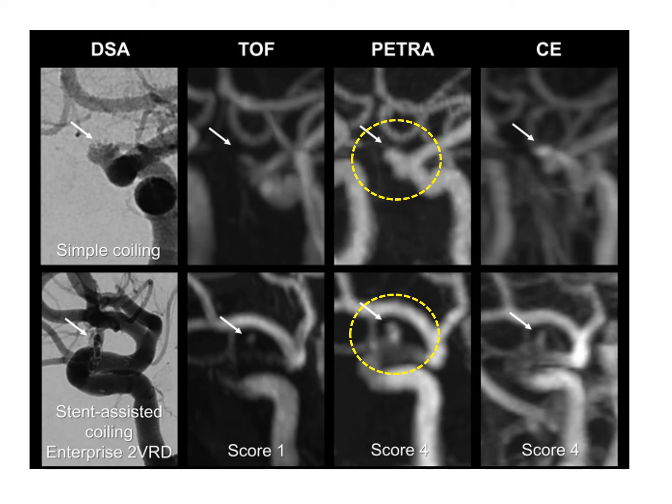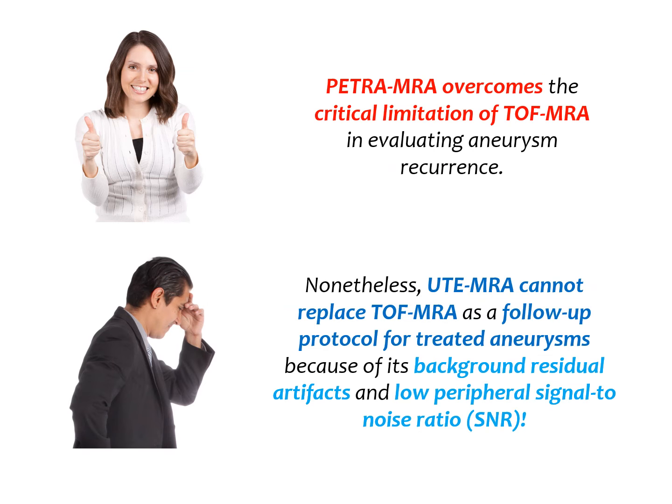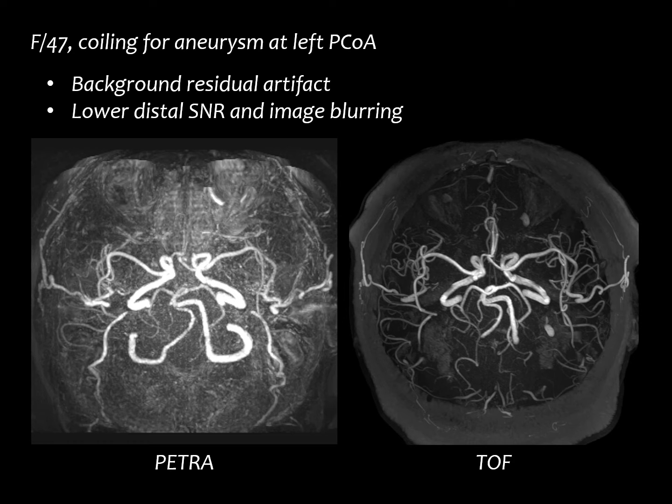As you can see, residual flow are well demonstrated in PETRA. There was no significant difference in size of residual flow between PETRA and DSA. In the stent-assisted coiling, the visualization of in-stent flow via the PETRA was superior to that via the TOF. PETRA-MRA overcomes the critical limitation of TOF-MRA in evaluating aneurysm recurrence. However, PETRA-MRA cannot replace the TOF-MRA as a follow-up protocol for treated aneurysm because of its background residual artifact and low peripheral SNR.